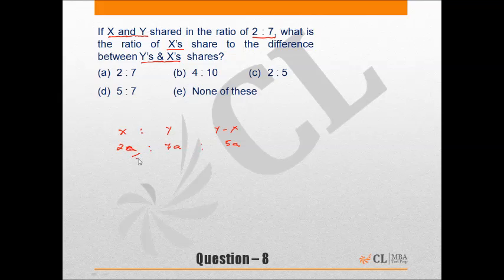But actually you did not need this item called a. You could have straight away said x is to y minus x. If x is to y is 2:7, that means the difference will be 5 units, 7 minus 2. So it is nothing but 5. So the ratio in this particular case would have been 2:5, choice C.